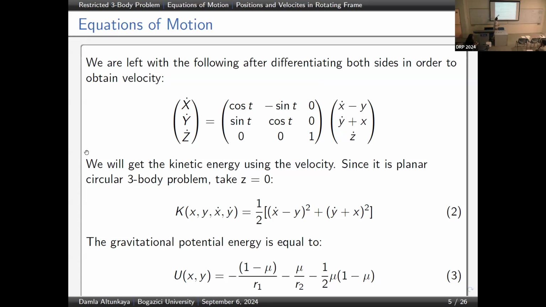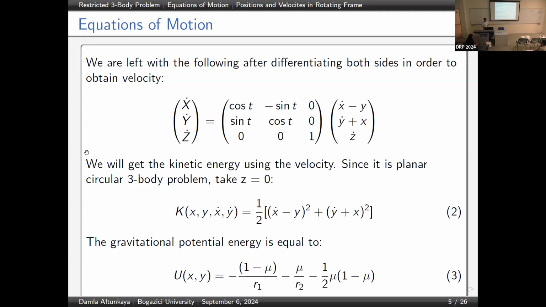Now that we know the velocities, we can calculate the kinetic energy and the potential energy. And the potential energy in the system will be due to the gravitational forces. Remember that we're going to study the planar, circular, restricted three-body problem. Planar means we're going to take the xy plane and take z equal to 0. So it only depends on x, y and x dot, y dot.